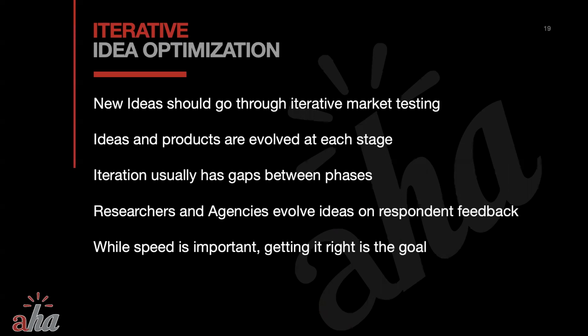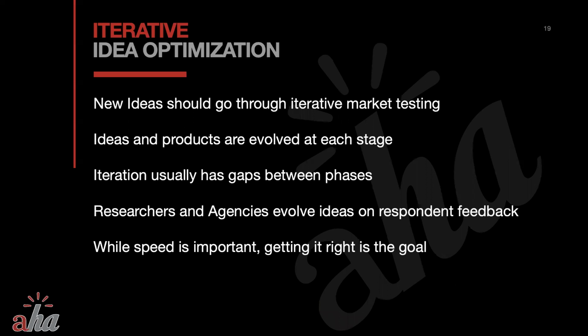So new ideas go to the field, get feedback, and maybe go out 2 times to get refinement and improvement on those ideas. So these ideas and products today are evolved at each stage, and they're evolved rapidly. Okay. And again, as I mentioned, with iteration there are gaps between phases, but the more limited those can be, the better. So researchers and agencies use respondents, obviously real consumers of their products, both prospects and users, to give feedback on the ideas.